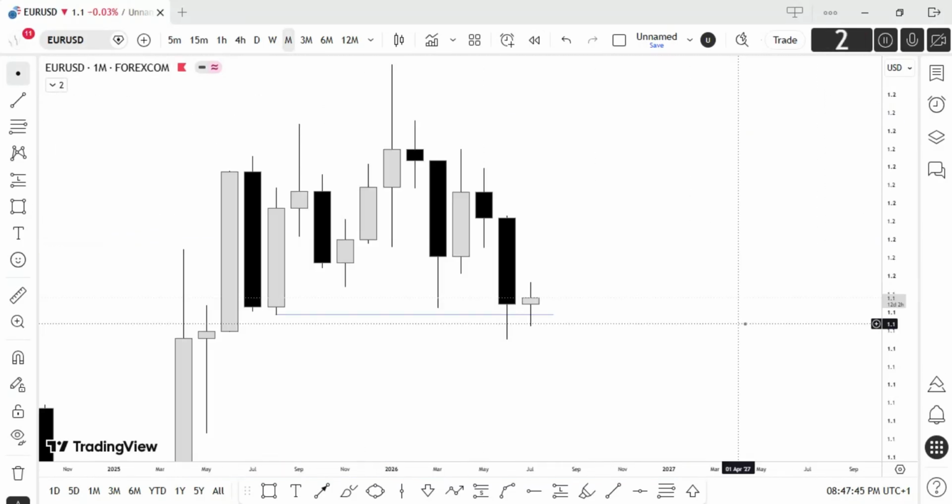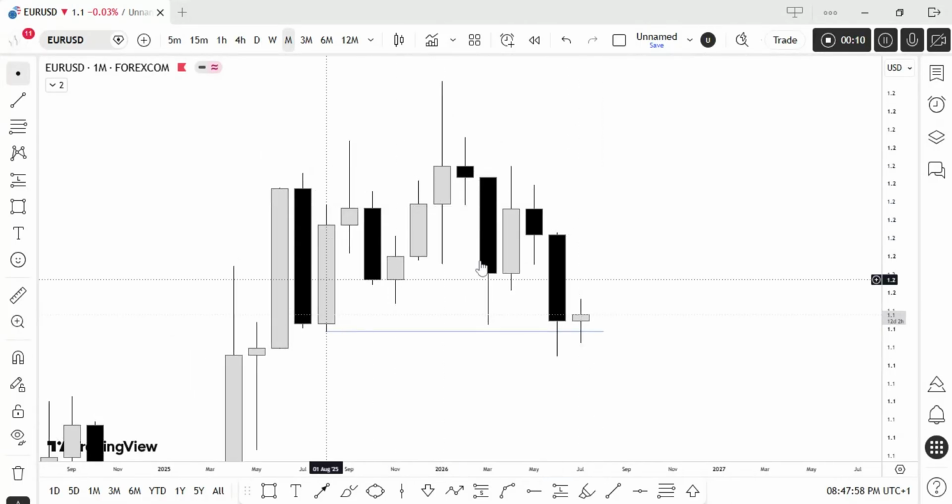So the next pair I have on my list is EURUSD. So now on EURUSD, what am I expecting? On EURUSD, looking from the monthly time frame, you will notice that we have something like a consolidation here. So this is our accumulation.